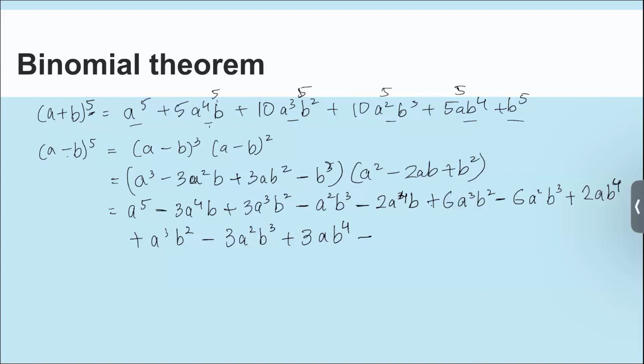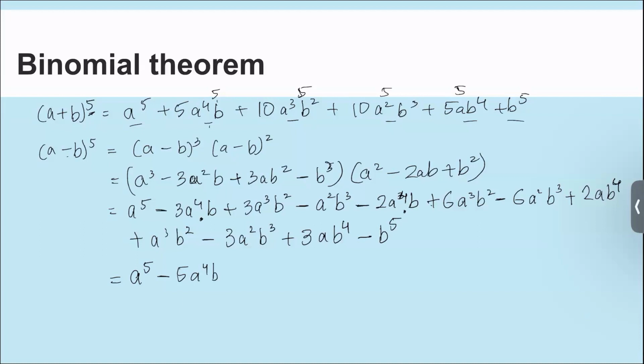and we have minus b raised to 5. So then we'll get the first term as it is. Let's find the similar terms. We have minus 3a raised to 4b and we have minus 2a raised to 4b. Do you have any other terms? No. So this is minus 5a raised to 4b.